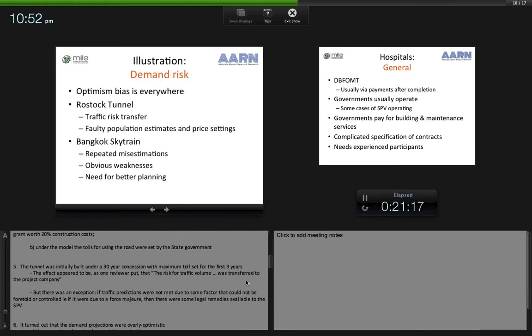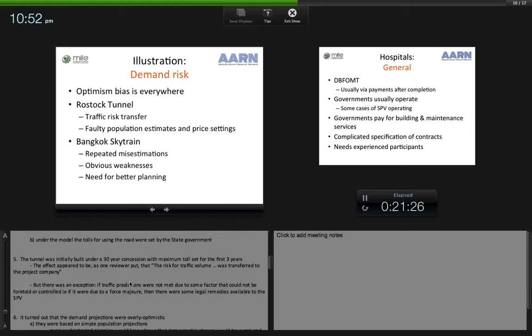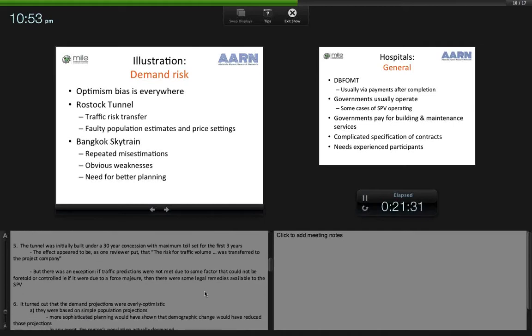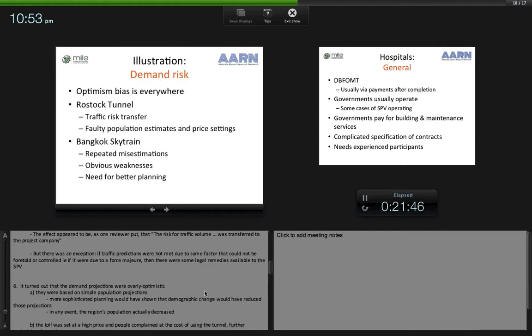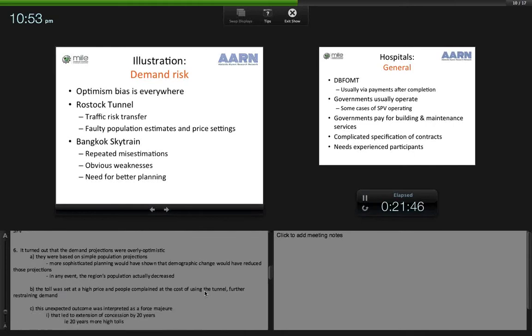Now, the tunnel was initially built under a 30-year concession with a maximum toll set for the first 3 years. And the effect appeared to be, as one reviewer put it, that the risk for traffic volumes was transferred to the project company. But there was an exception. If traffic predictions were not met due to some factor that could not be foretold or controlled, that is, if it were due to a force majeure, then there were some legal remedies available to the SPV. Now, it turned out that demand projections were overly optimistic. They were based on simple population projections.